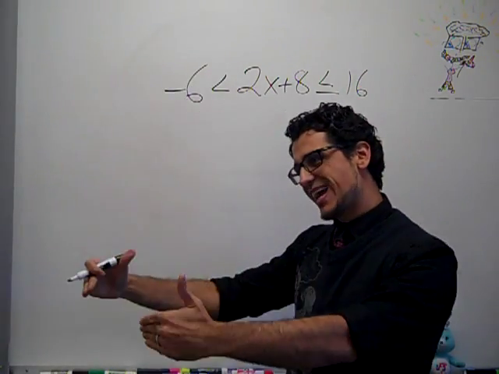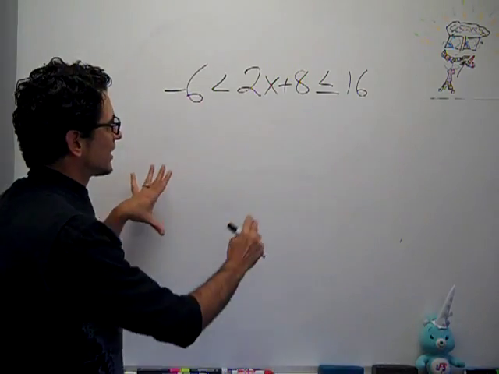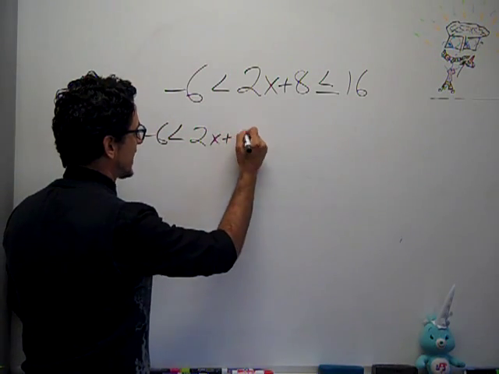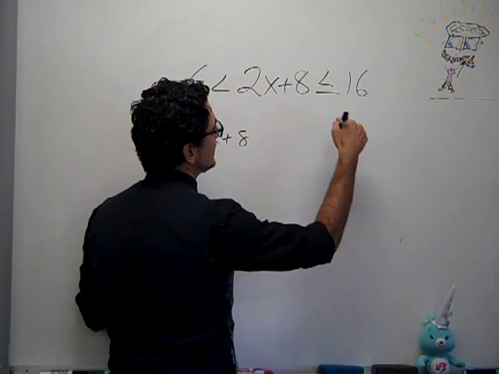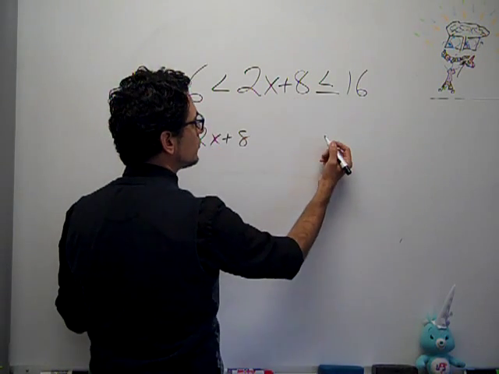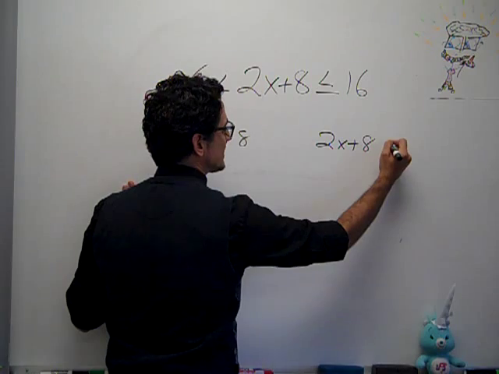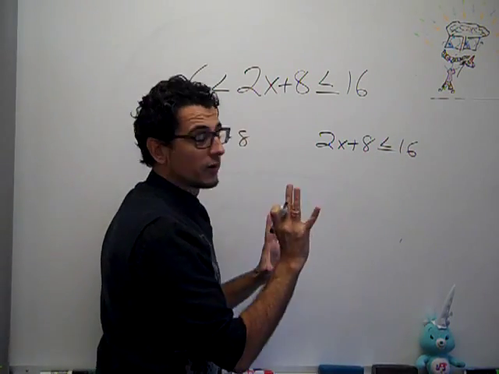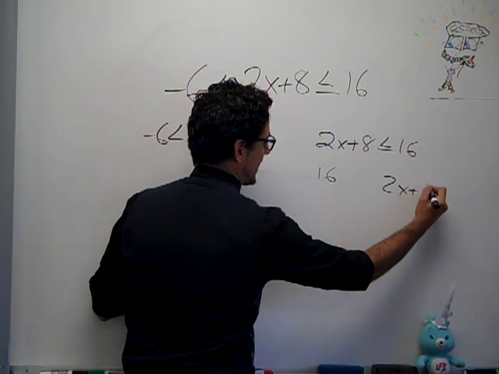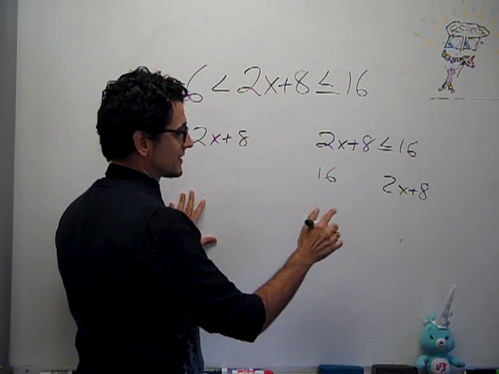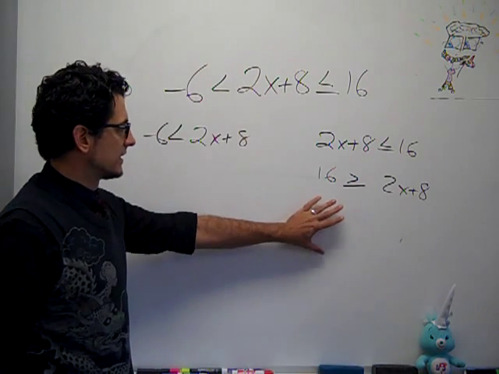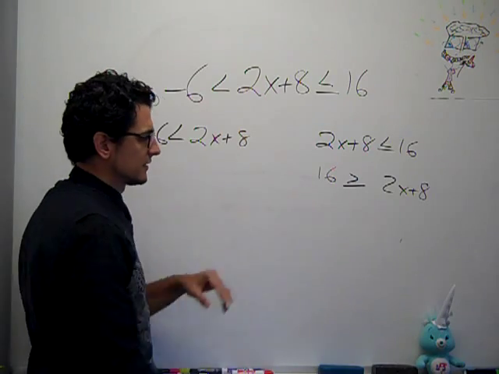Now the way that I would solve this, I can do it two ways. One of the ways is that I could rewrite this bad boy as negative 6 is less than 2x plus 8, and then also 16 is greater than this. Does that make sense? So I could write it as 2x plus 8 is less than or equal to 16, or I could put the 16 on this side and the 2x plus 8 on this side, and if I did that, check this out. The 16 is greater, right? I still have to write the 16 as being greater if I did it like this. Does that make sense? Okay.